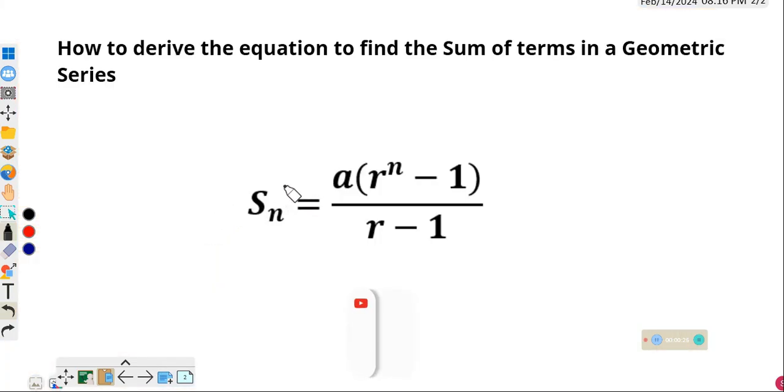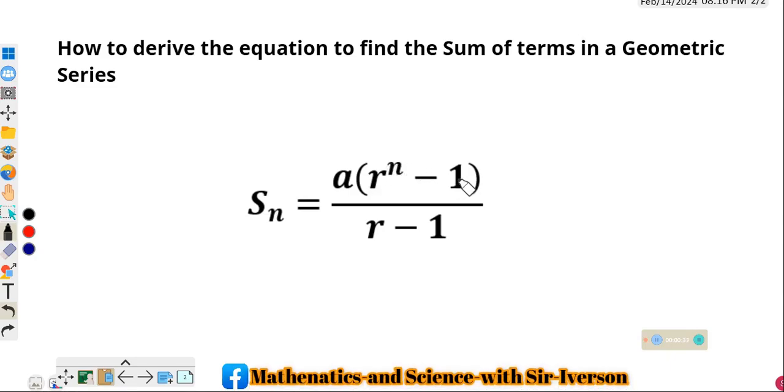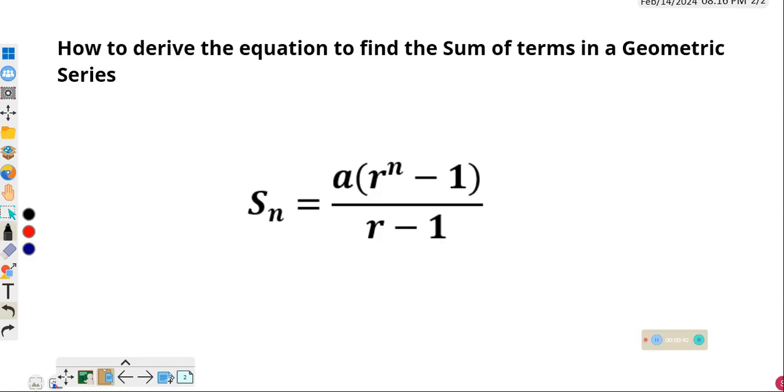So it's basically the formula that tells you that the sum of n terms in a geometric series is equal to a, which is the first term, times the constant ratio raised to the number of terms in that sequence, minus 1, all divided by the constant ratio minus 1.